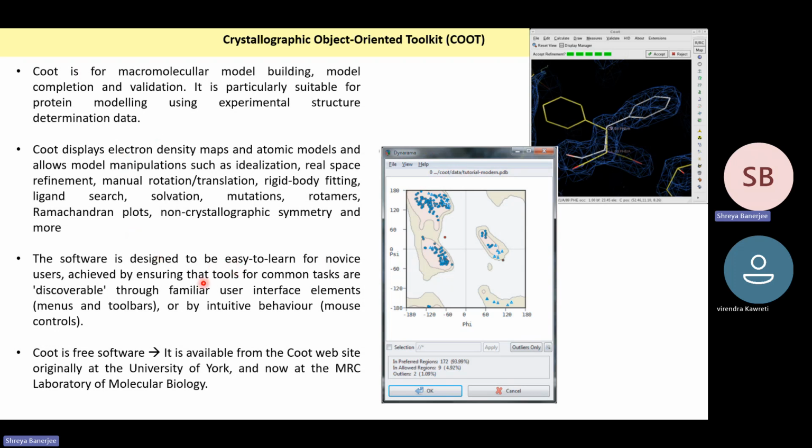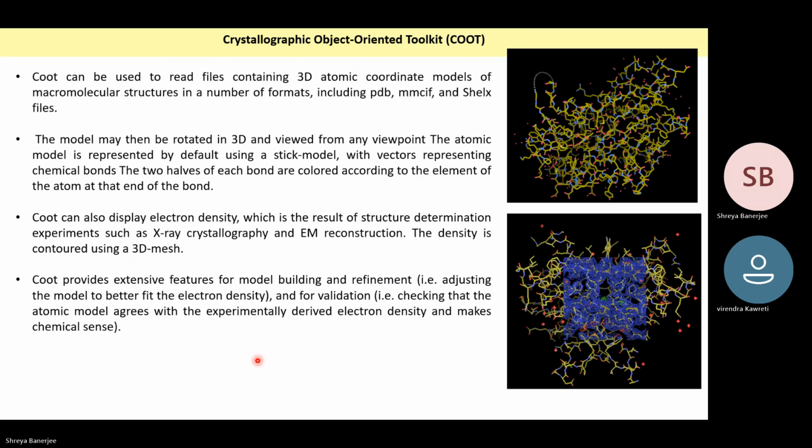And it is an easy to learn software with very user-friendly elements. And it is also freely available, so you can freely download it. And so that is another advantage of this software. Using COOT, you can read files containing 3D atom coordinates. So I just showed the PDB file has three-dimensional atom coordinates, XYZ coordinates of each atom. So you can open a PDB file in COOT. And then I'll just show you that once.